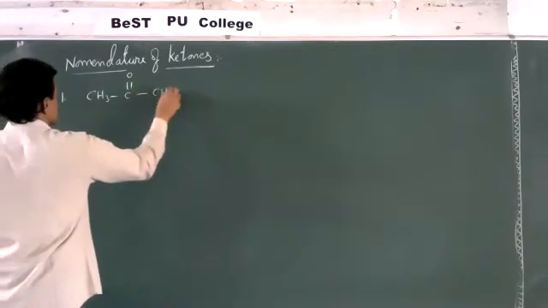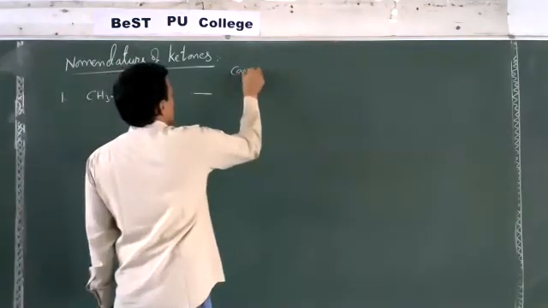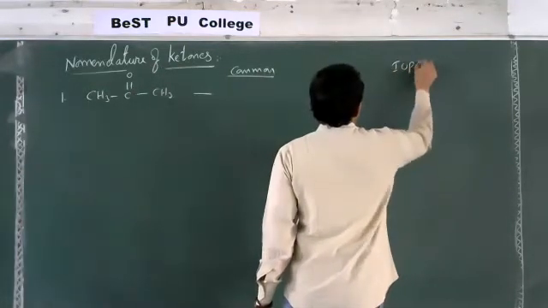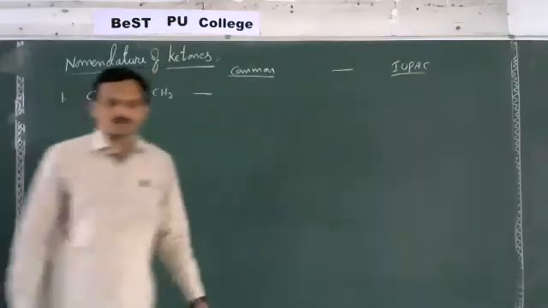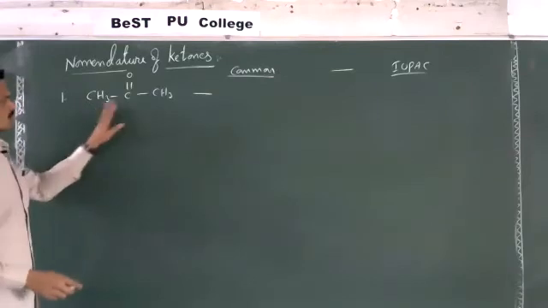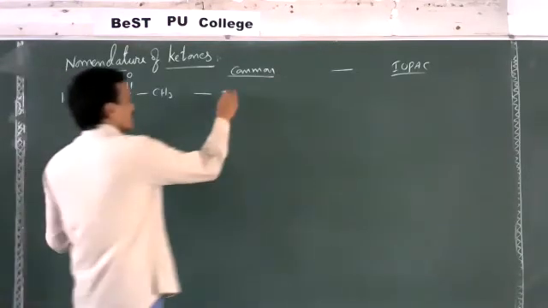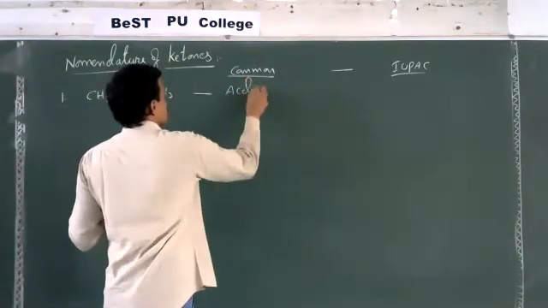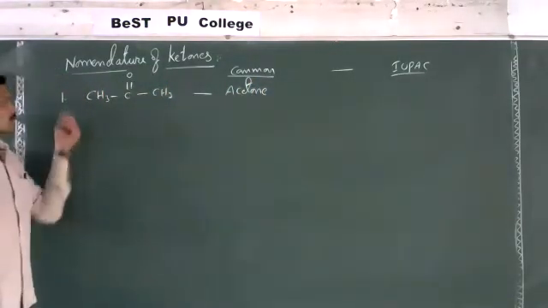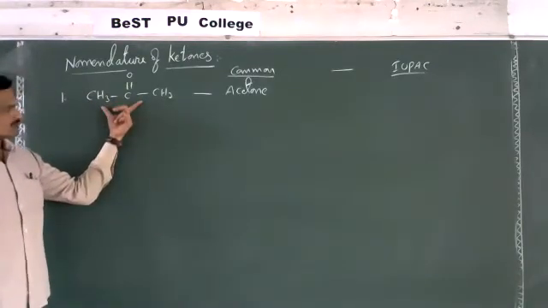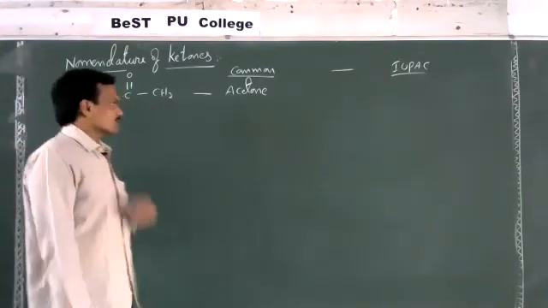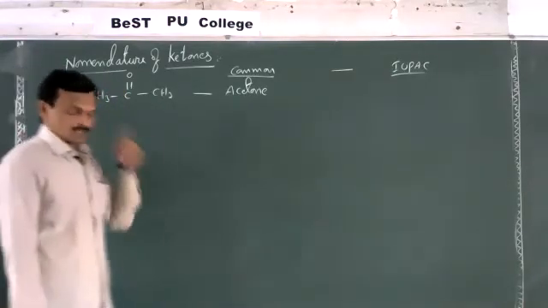CH3COCH3, common name and IUPAC name. So, for this compound, the common name is nothing but acetone. As I told yesterday, ketones are named as dialkyl ketones if both are the same. This is nothing but dimethyl ketone. So this dimethyl ketone is known as acetone in the common system.